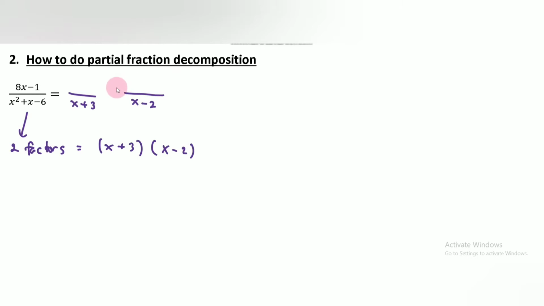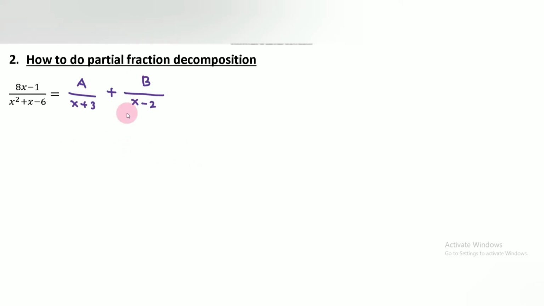Okay, let's just assume it is addition. This is just an assumption, because we don't know. And then let's put A here because we don't know the numerator for x plus 3, and B here because we don't know the numerator of x minus 2. So the objective is we want to find what A is and what B is. Now, how to find A and B?